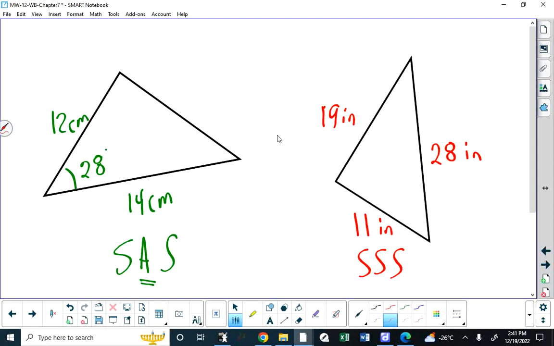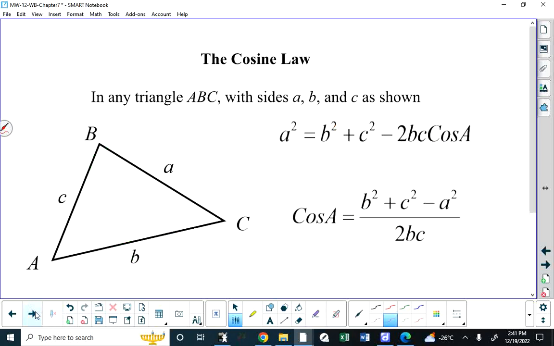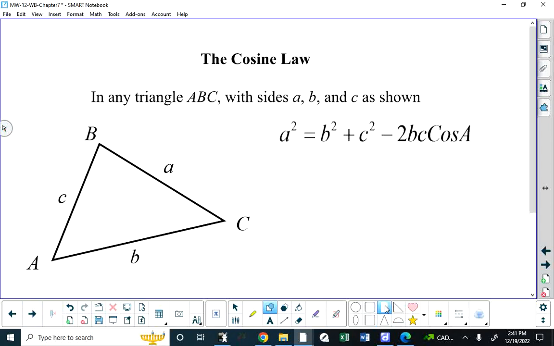Now, by the way, I mentioned this earlier on in the unit. There's no tangent law. There's a sine law and a cosine law. That's all we need. The cosine law, and this is in your handout, but I've got it up here. It's a little clearer. In any triangle, just like with the sine law, all of a sudden things have gotten more confusing, yeah? It's not just a over sine A equals b over sine B equals c over sine C. It's difficult. It's complicated. Let's forget about this bottom formula right now. What this formula is used for is to find a missing side.